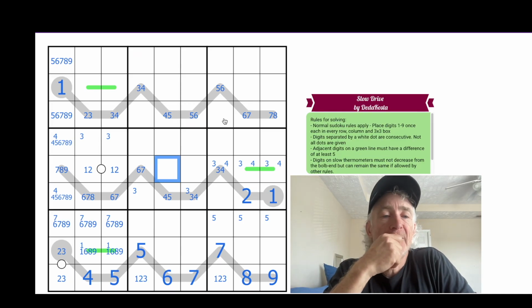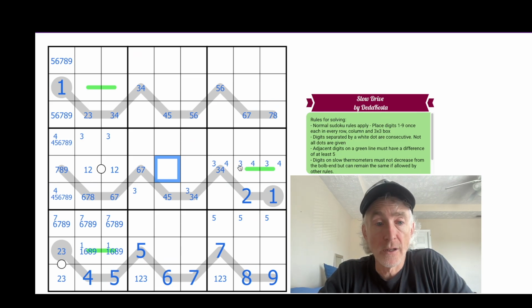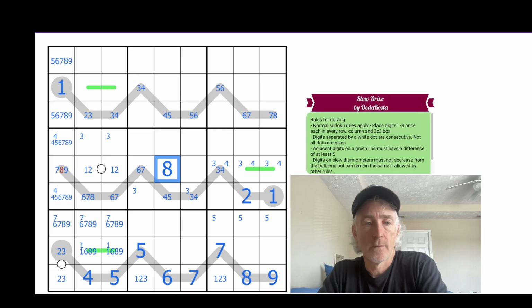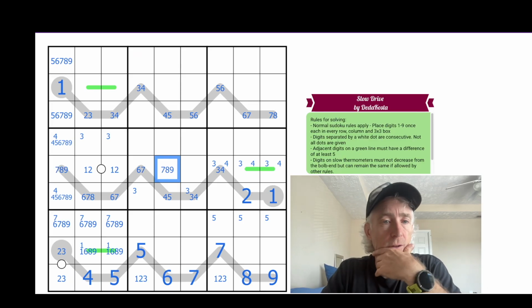Or actually, maybe this is the place to look here. Let's look at this cell. This can't be a 1, 2, can't be 3 or 4, cannot be 5 or 6. This is only from 7, 8, 9. There we go. Okay, that's the only possibility there. So we got 7, 8, 9.